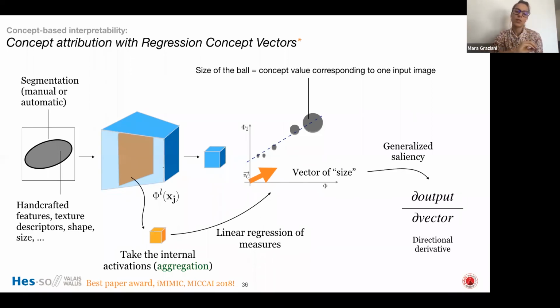And we can use a last step that is called generalized saliency that would tell us essentially how much this vector representing the concept is relevant to determine the final output decision of the network. And this is done just by a directional derivative. So it's a simple computation of a derivative that then gives us a value that is the change in the network decision according to change of increasing values of the concept. So if we were increasing, for example, the size of the concept, what would we expect in the output of the network? Would we expect an increase of the probability or a decrease of the probability for that class, for example?